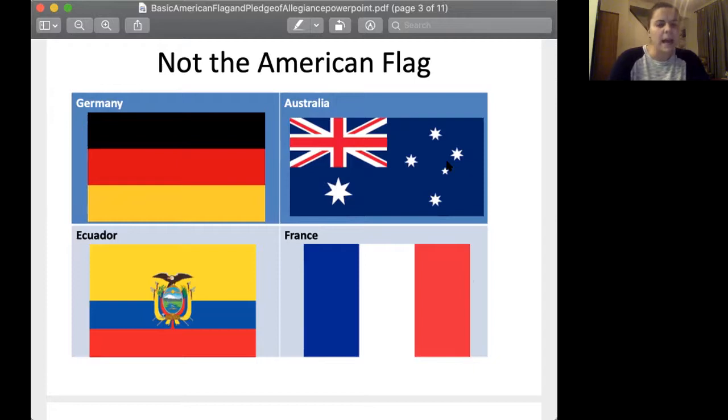Let's double check. How many stars are there? Oh, it's a really big number. There are 50, a 5 and a 0. So let's count these stars and see if there are 50 stars.